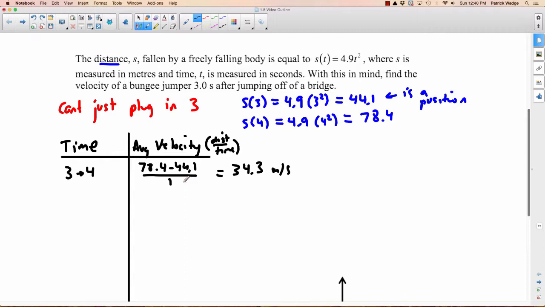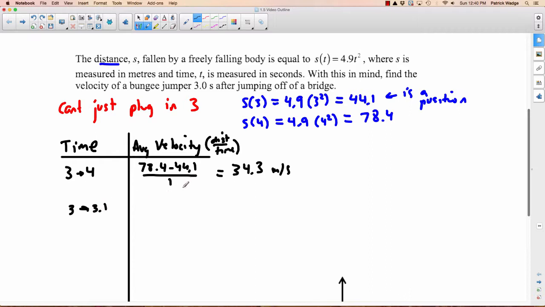But again, we've talked about this before. Maybe you say, whoa, a second's a long time. The speed could have changed a lot. The velocity could have changed a lot in that time. Let's take a smaller amount of time. Let's just go from 3 to 3.1 seconds. I mean, that's a tenth of a second. That's a tiny amount.